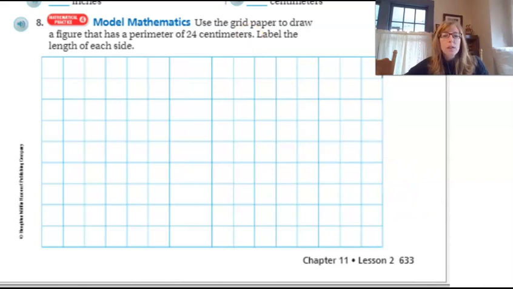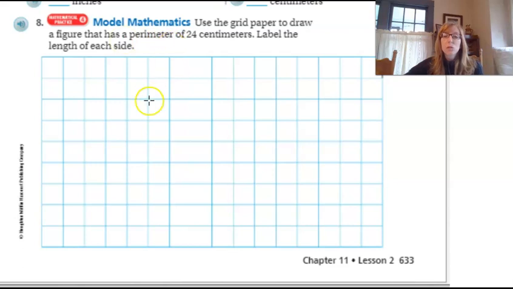So we are going to get started on skipping down past the 2 because it says use your own ruler. We're not going to use a ruler because I don't know how many of you have a ruler. So what we're going to do is get started on the model mathematics.